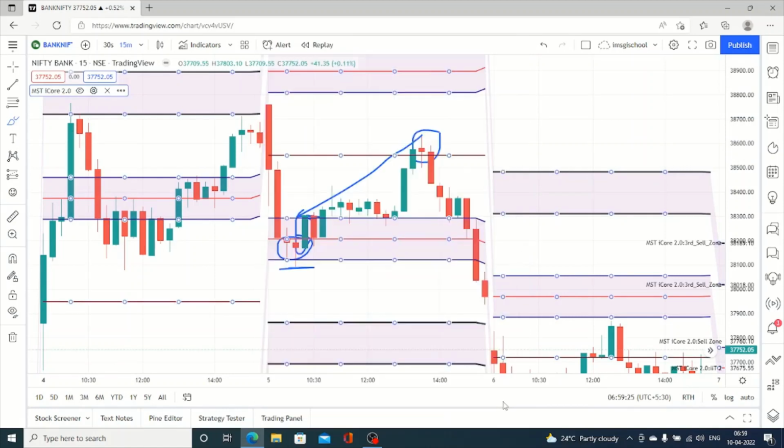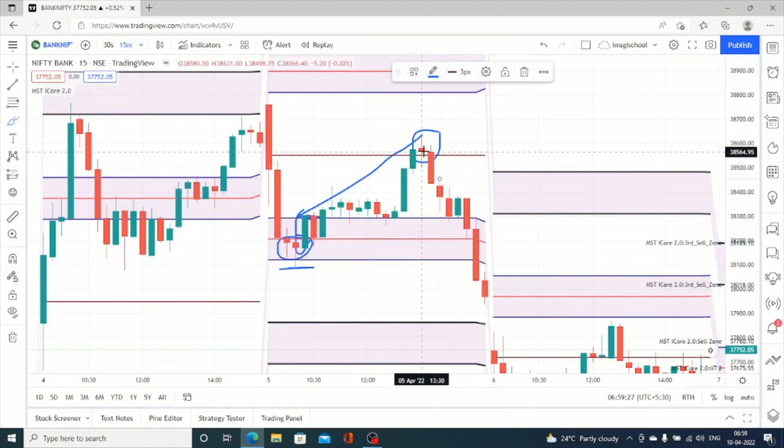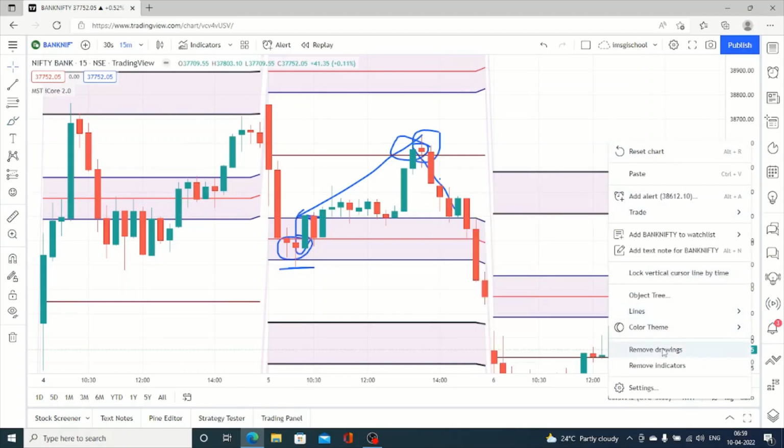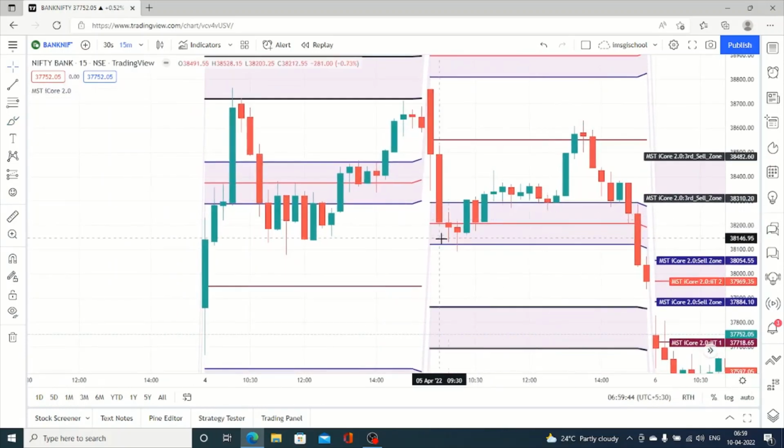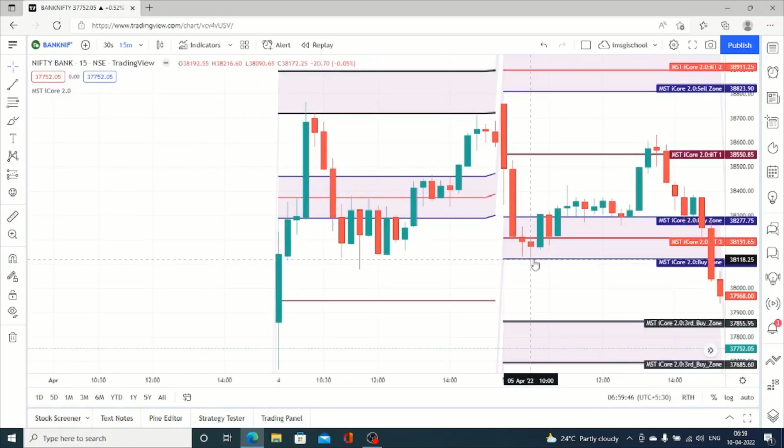IIT points we have given. See here, exactly from the IIT points, the market has reversed. So all the possibilities of a reversal session have been added in our indicator, a single tool. It will change your life. If you are properly following and applying a small knowledge of price action, you will get a wonderful profit.